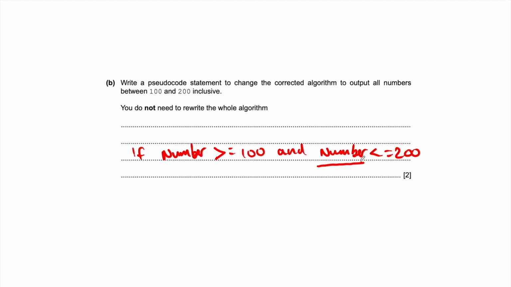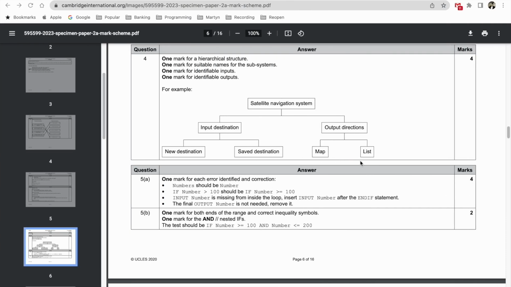Let's check the mark scheme. So the mark scheme says 1 mark for both ends of the range and correct inequality symbols. So they mean the less than, greater than, so on and so forth symbols. 1 mark for and, or you could do this with nested ifs, didn't think of that. The test should be if number is greater than or equal to 100 and number is less than or equal to 200. So the last one is just an example, but you're really getting the marks for the first two.